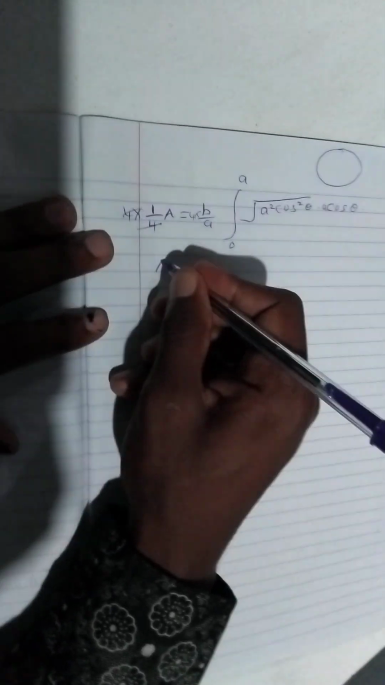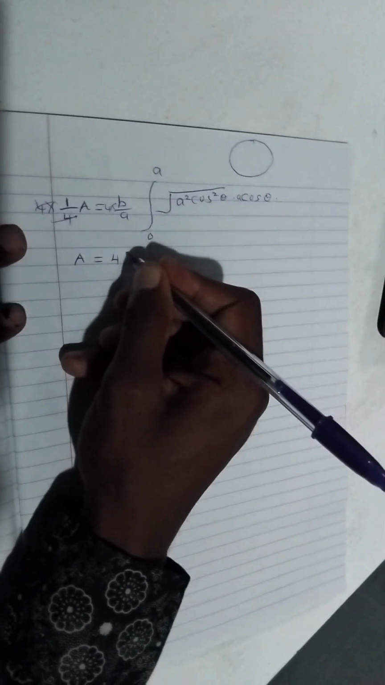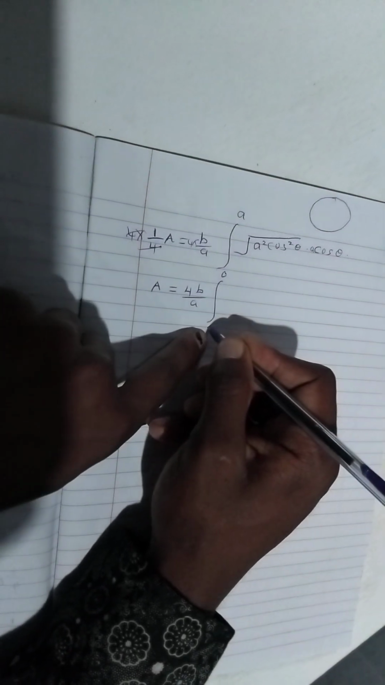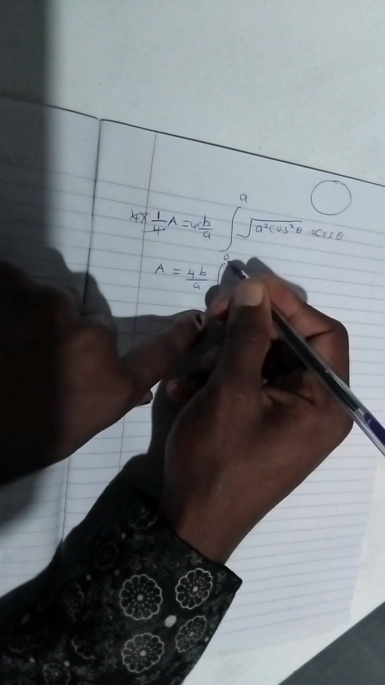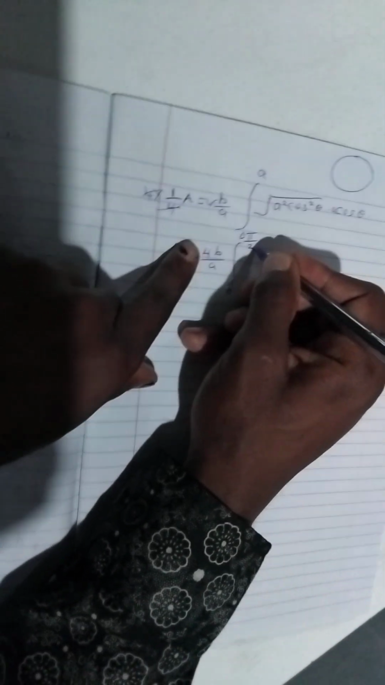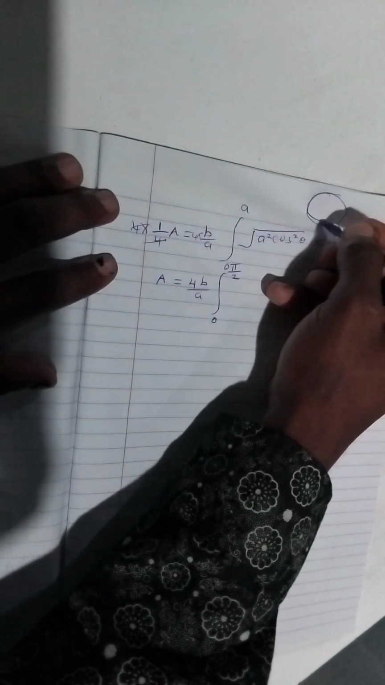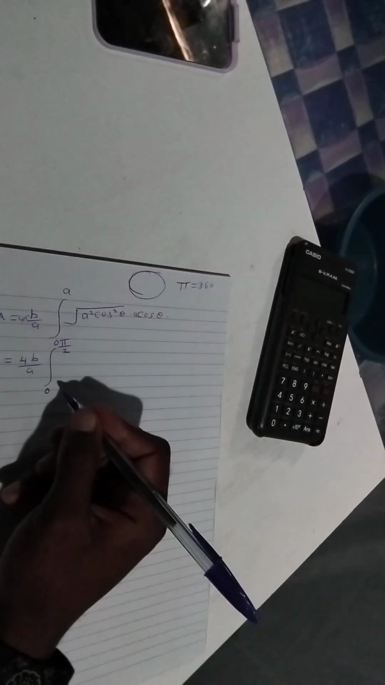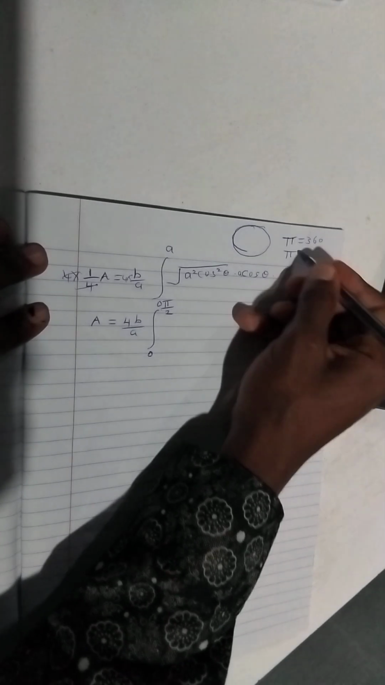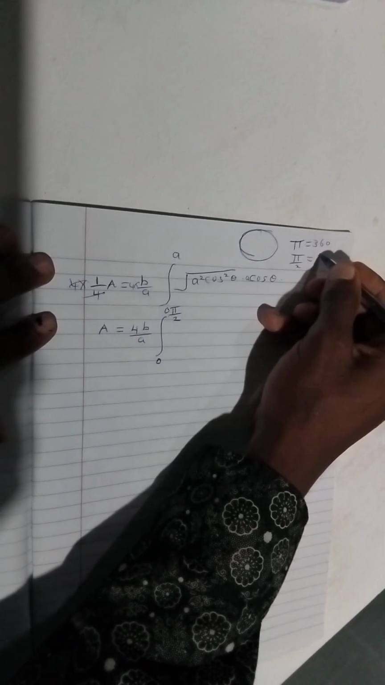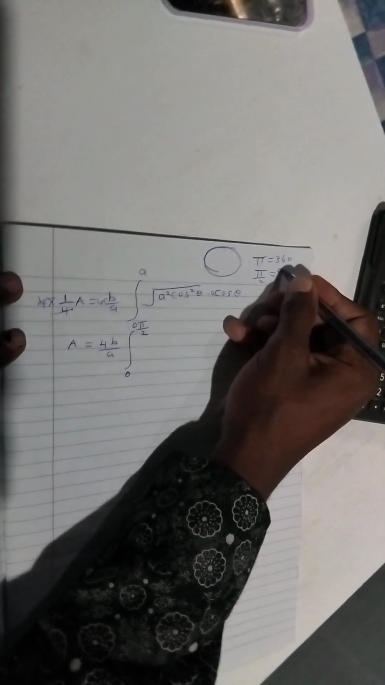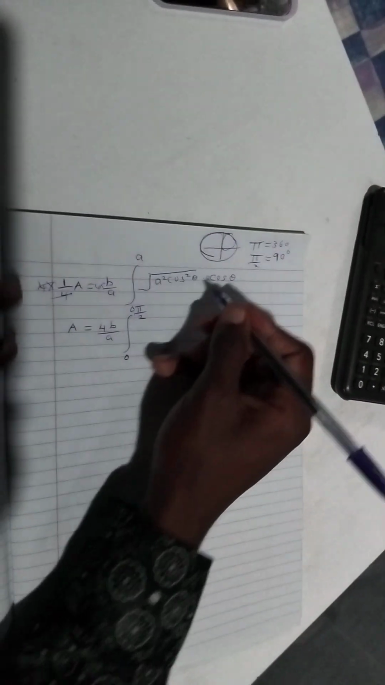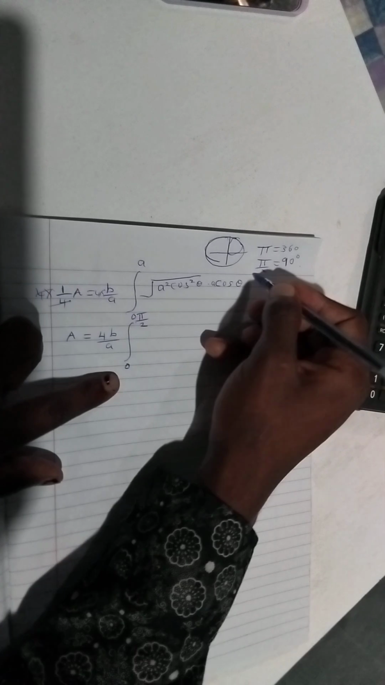This will cancel, then remain with area, which is equivalent to 4b over a, integrating from, now we are no longer integrating from 0 to a, but now to pi all over 2. Remember, a circle is pi, and pi is equal to 360. That's why it is a circle. But now pi all over 2 is equal to 90, because we are interested in this part alone. That's why we integrate from 0 to pi all over 2.